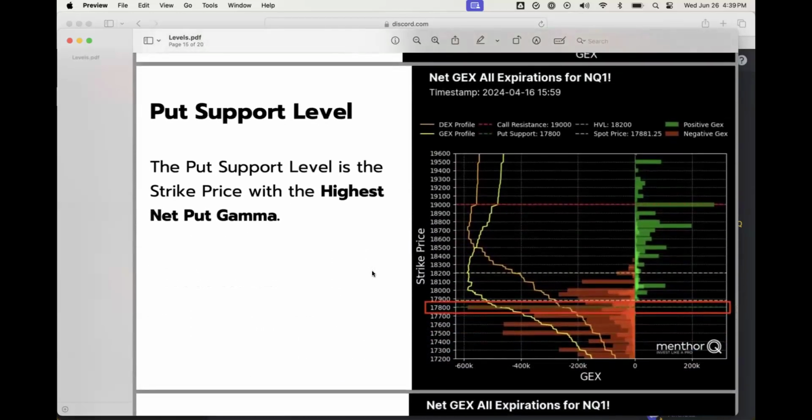So put support is a very, very important one because it tends to stop the price when it goes towards this level. Again, it's not always the case, but this is what we typically tend to see, because investors tend to close their out of the money put options and they release liquidity. So the market makers are releasing liquidity and the price tends to bounce on that area.